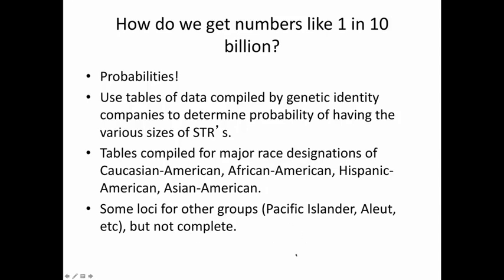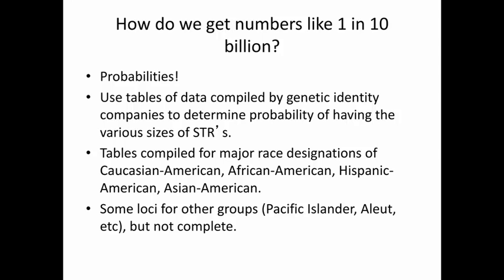And as you can imagine, someone who's African American, which means they have significant Caucasian ancestry, is going to have slightly different probabilities than someone who's of straight Nigerian ancestry living in Africa. So all these types of things are taken into account when they are using these tables of probability.